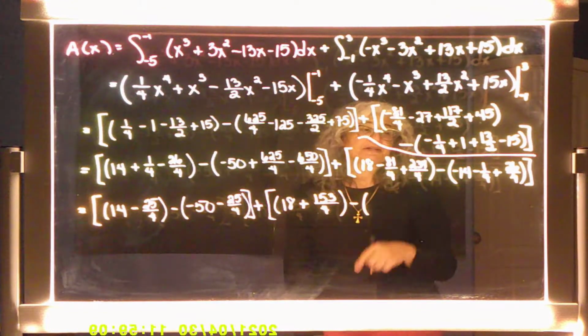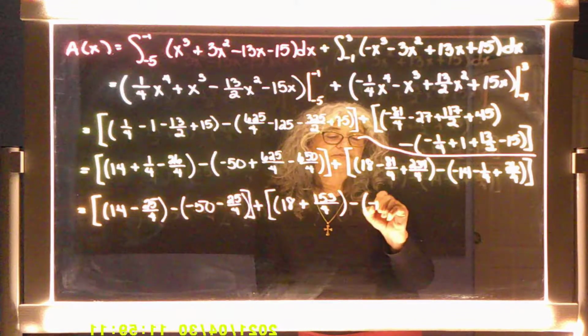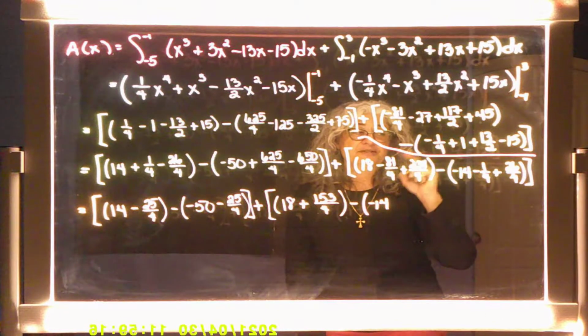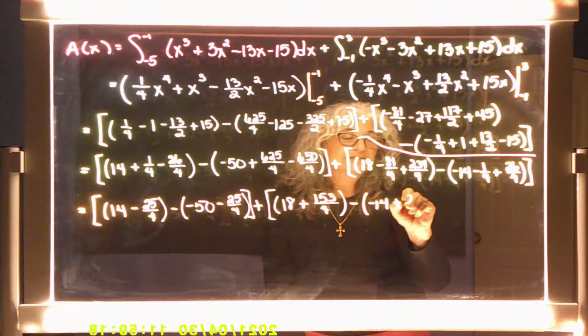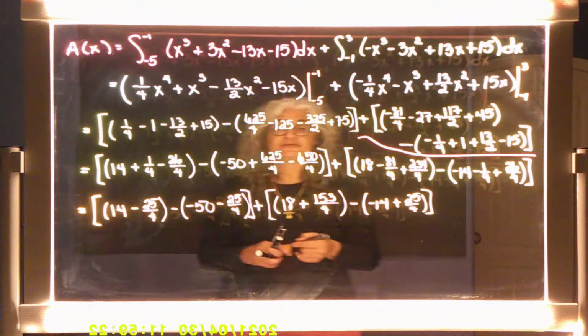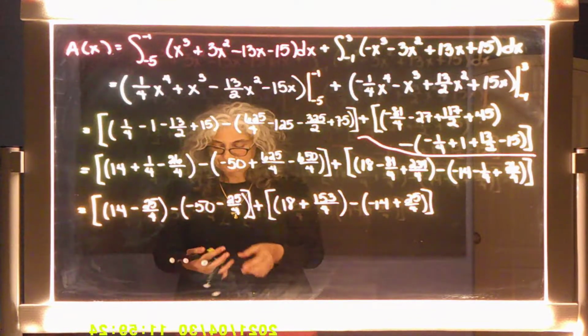Minus. Look at the next part. You've got that negative 14. Negative 1/4 plus 26 over 4. Yeah, plus 25 over 4. How are we doing? So far, so good? All right.